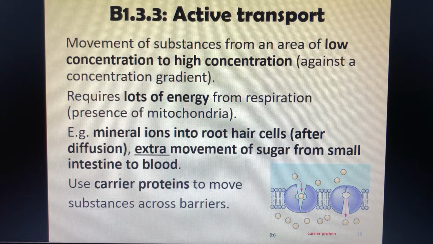And there's two uses of this. Mineral ions in root hair cells. So once diffusion's happened, any extra minerals going into root hair cells from the soil is by active transport. And I already talked about that sugar moving from the small intestine through the villi into the blood, starts off with diffusion. After that equilibrium becomes active transport. And it uses these things called carrier proteins, and they help to move the substances, those particles, across the cell membrane.